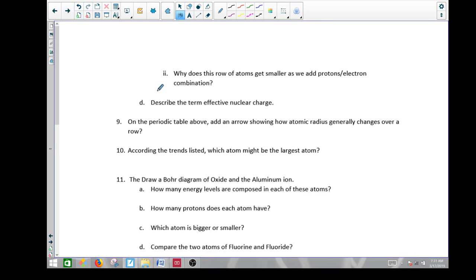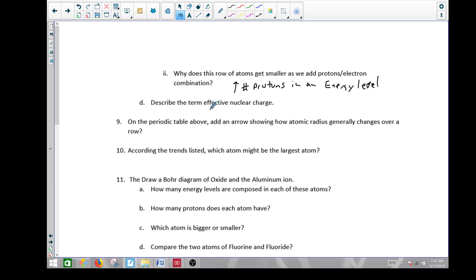All right. Why does this row get smaller as we add protons? Again, increased effective nuclear charge. That's this guy here. Increased number of protons in an energy level. I'm not going to go through and re-describe everything because we did this already. Number of protons will increase the Coulomb attraction to all the electrons, pulling them in tighter.